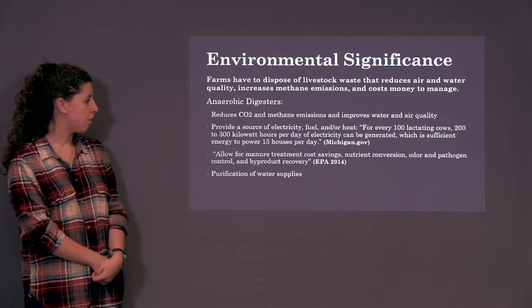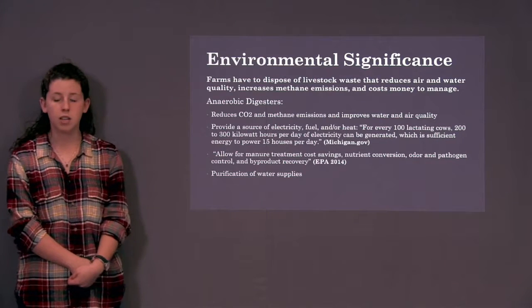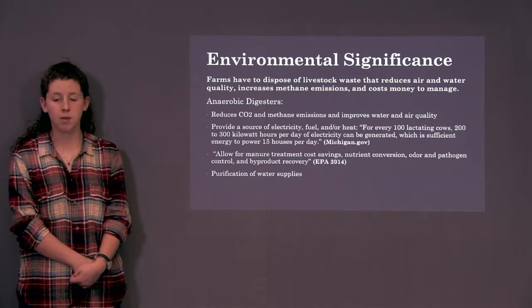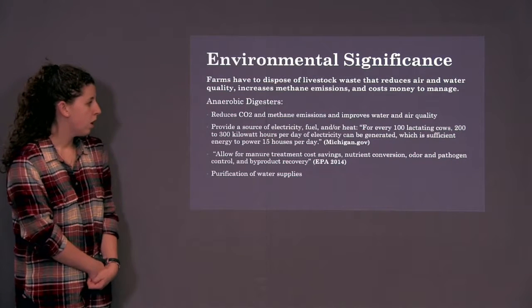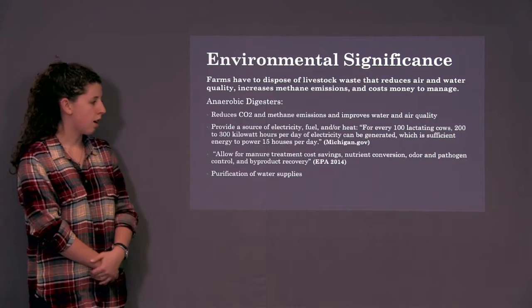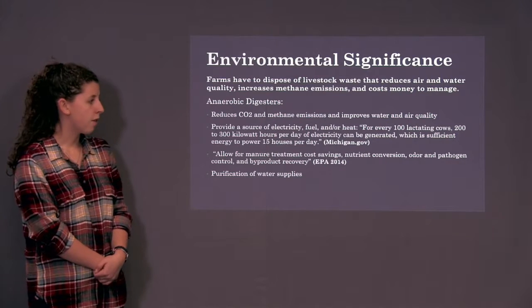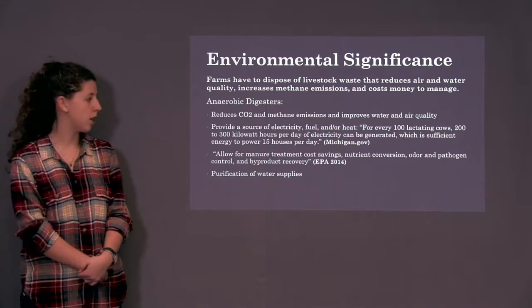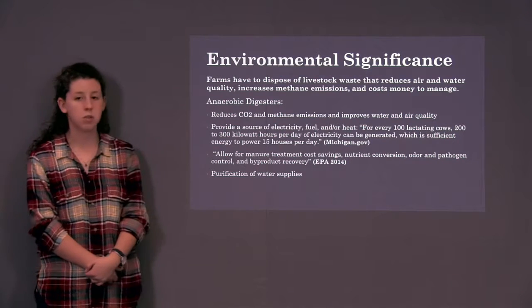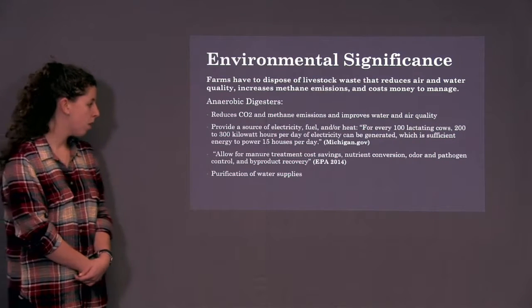Basically that reduces the CO2 and methane emissions because you're converting it into fuel, and improves water and air quality. You can actually provide a source of electricity, fuel, and/or heat. You can sell this to the grid and make a revenue, or you can use it for yourself and power your whole farm. From this Michigan.gov website, for every 100 lactating cows, 200 to 300 kilowatt hours per day of electricity can be generated, which is enough to power 15 homes.